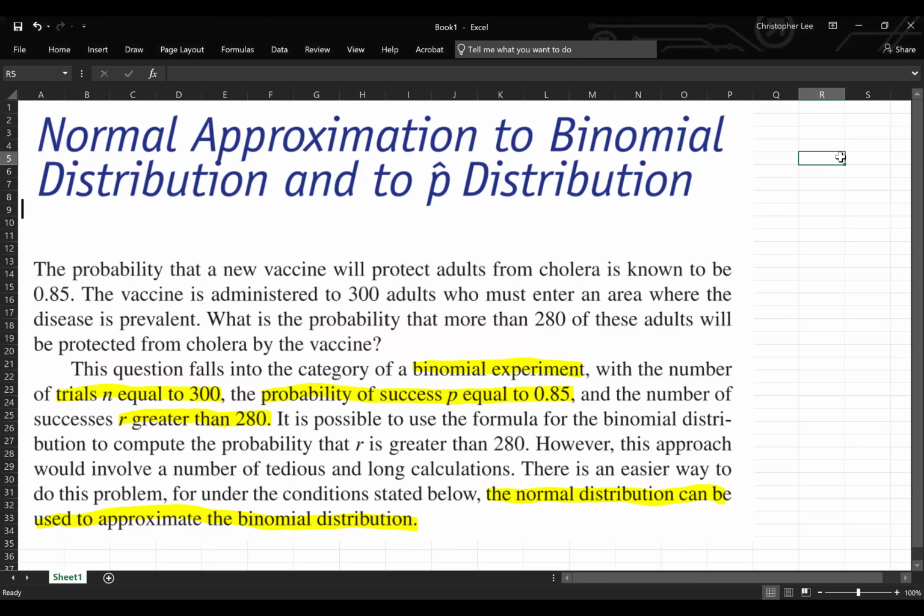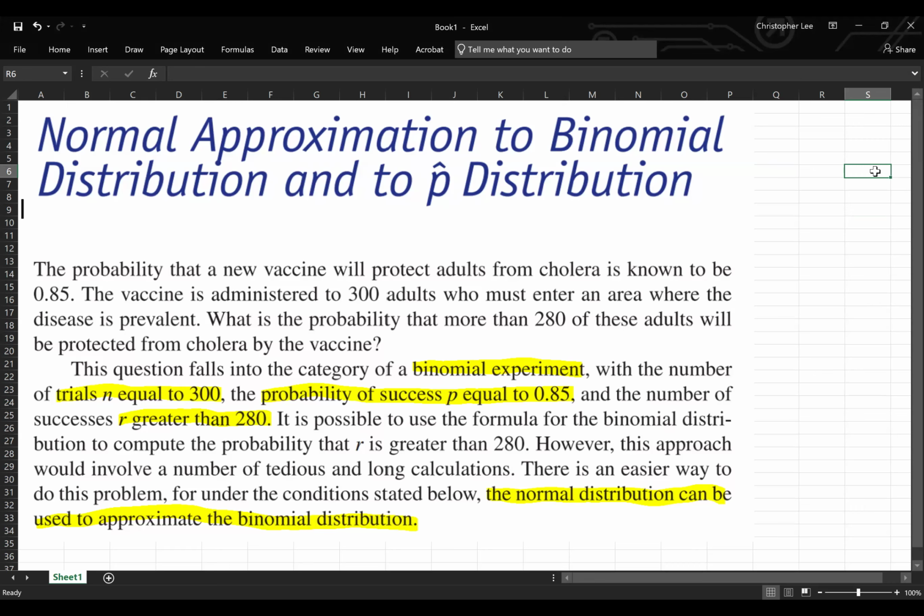You know what? Before I jump into that, I'm gonna resume this now, right? So we're gonna be talking about a normal approximation to the binomial distribution and to the p-hat distribution.